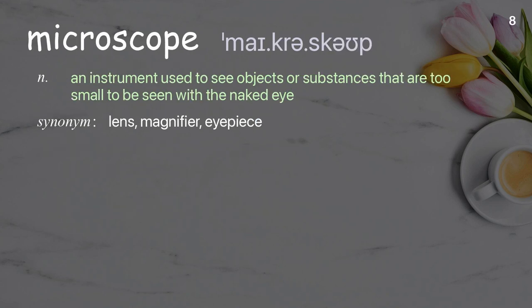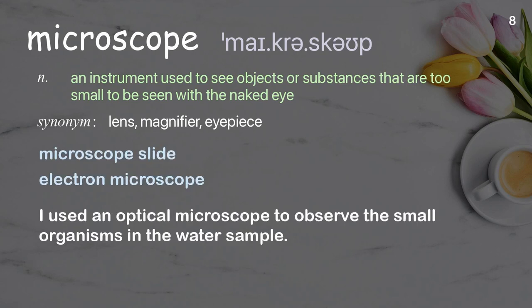Microscope. An instrument used to see objects or substances that are too small to be seen with the naked eye. Examples. Microscope slide. Electron microscope. I used an optical microscope to observe the small organisms in the water sample.